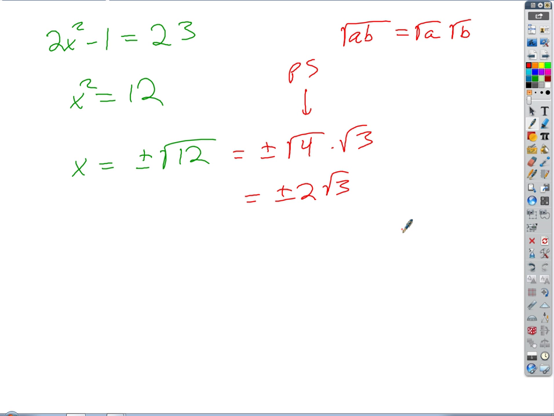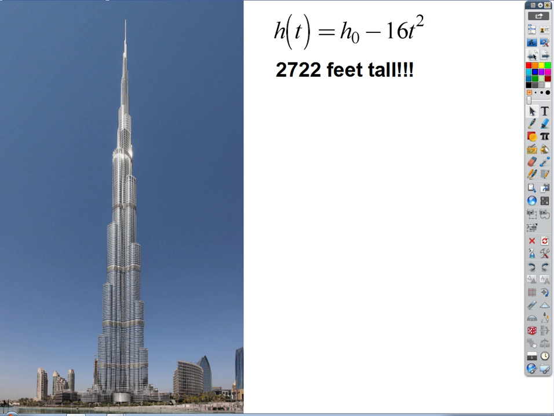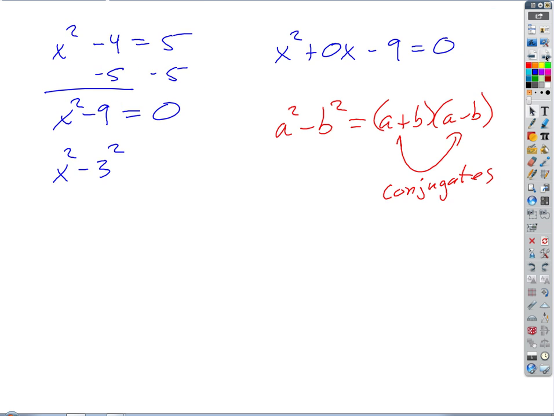Okay? Good. What about something like this? How about if we got 2 times the quantity 3x plus 1 squared minus 7 equals 4.